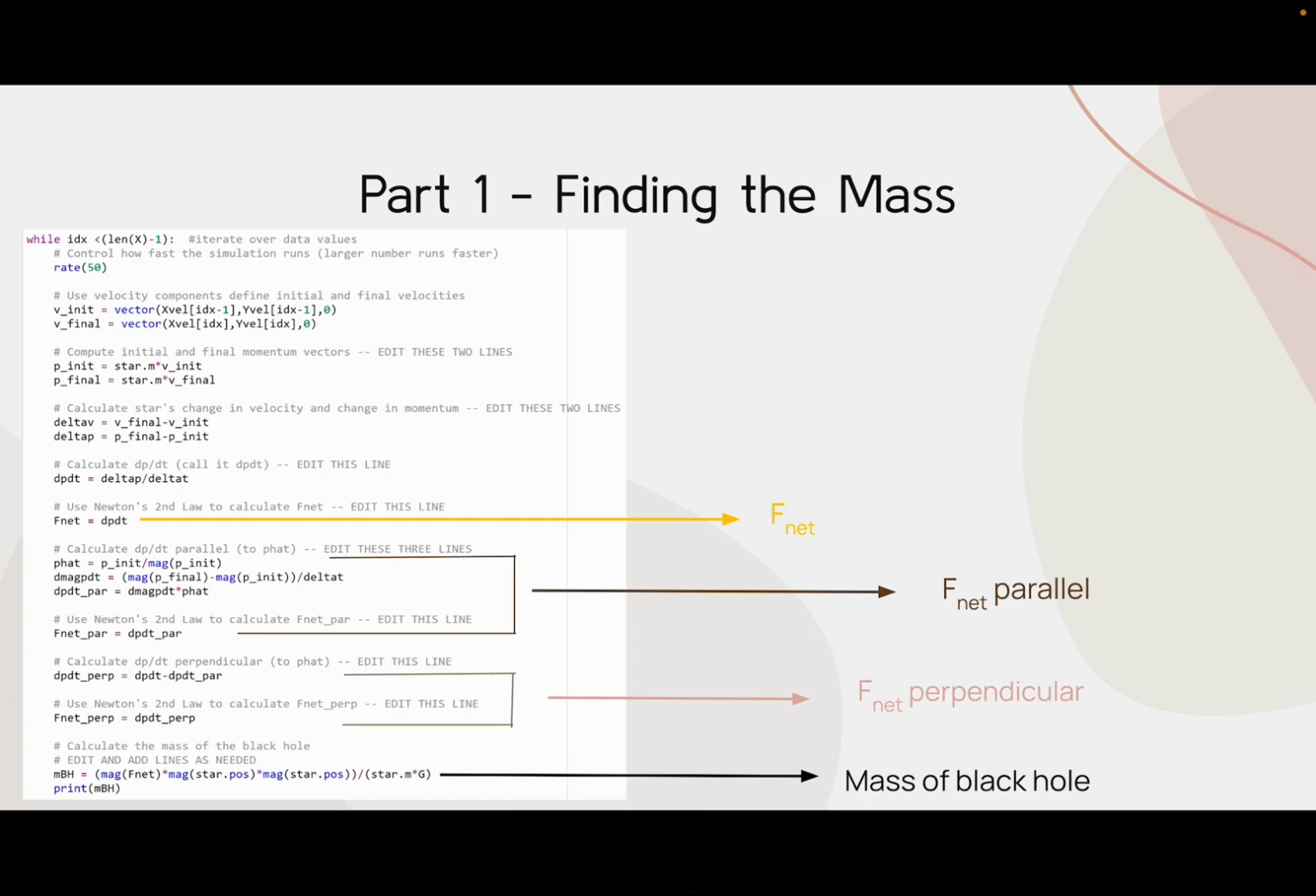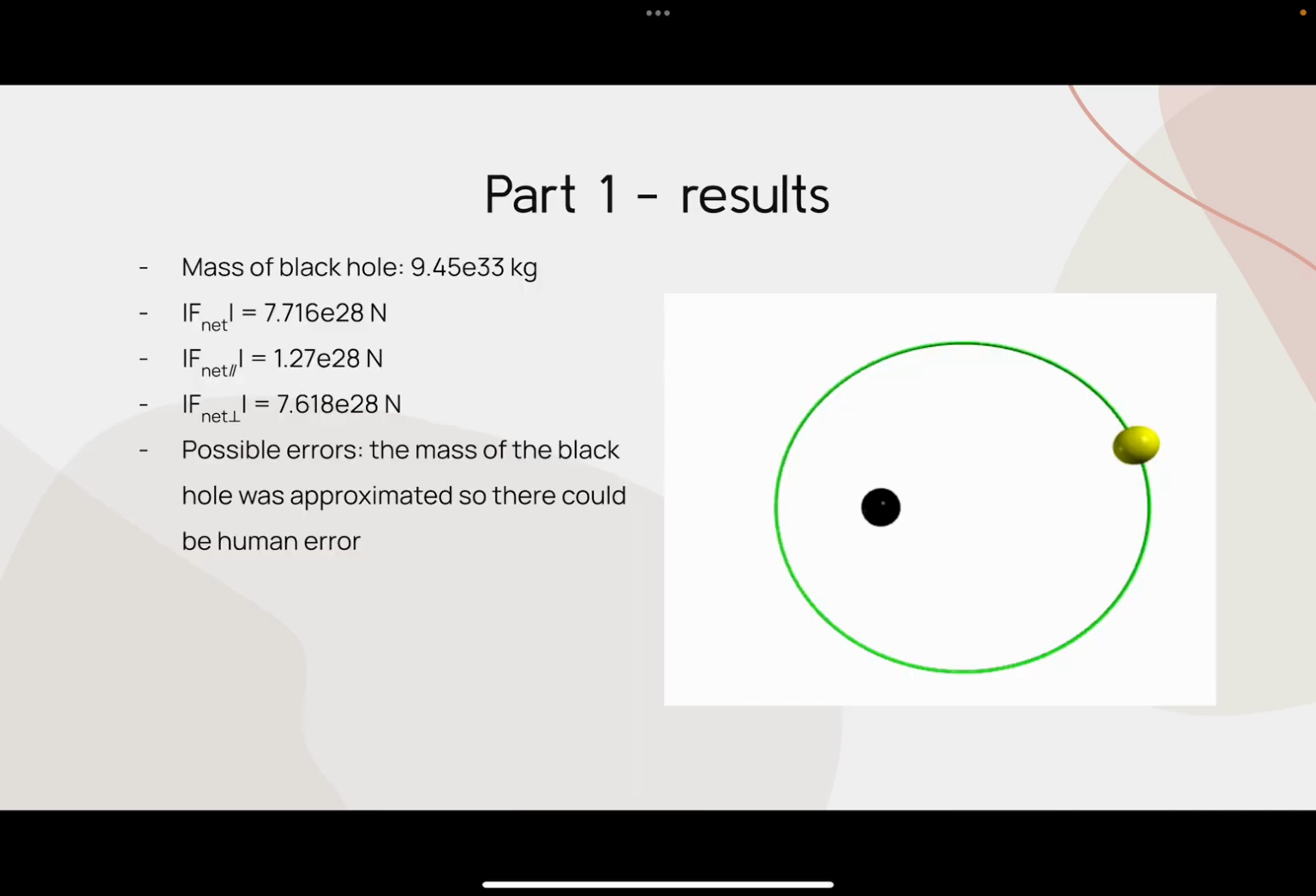Because of that, we can find the mass of the black hole using the formula that was in a few slides ago, and that's shown there. This is the result for part 1. The mass of the black hole was 9.45 times 10 to the 33 kilograms. The magnitudes of F net, F net parallel and F net perpendicular are also shown. One of the possible errors is that the mass of the black hole was approximated, so there could be human error for those approximations.